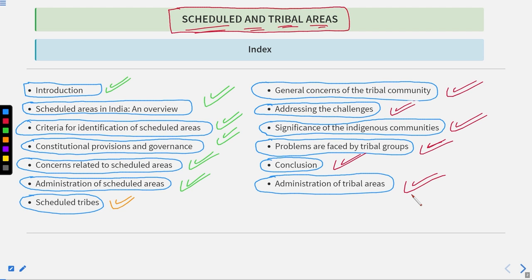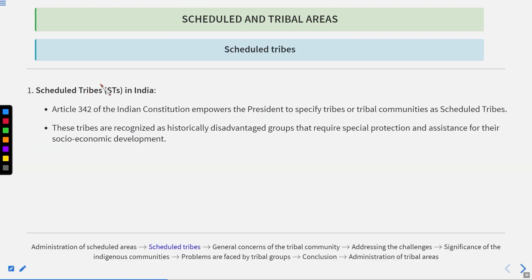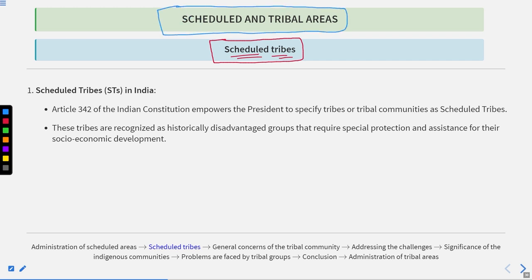Basically, in this lecture, we will start from where we had left in the previous one. So let's start. In the previous lecture, we had started the discussion over the scheduled tribe. That is the topic of the scheduled and the tribal areas. And within this area, we had discussed the scheduled tribes in India that we have.